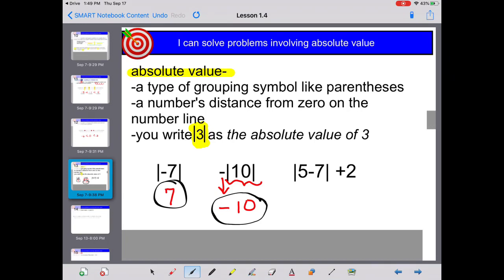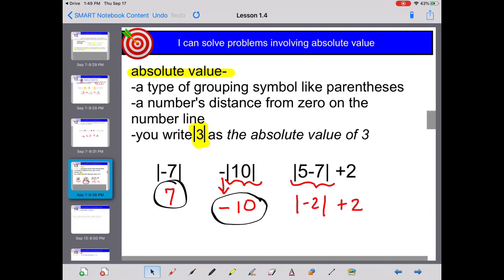The next expression is the absolute value of 5 minus 7, plus 2. Because this is a grouping symbol, to evaluate this, I need to find out what 5 minus 7 is before I do anything else. 5 minus 7 is -2. The absolute value of -2, plus 2. Now I need to figure out the absolute value of -2. Use a number line if it helps. -2 is 2 units away from 0. 2 plus 2 equals 4.